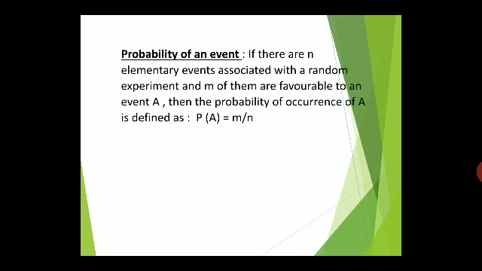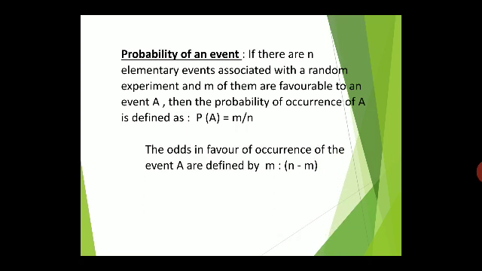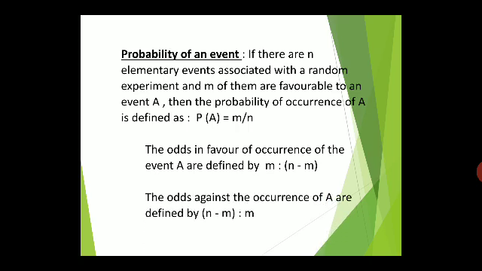Now we'll describe probability of an event. If there are n elementary events associated with a random experiment and m of them are favorable to an event A, then the probability of occurrence of A is defined as P(A) = m by n. The odds in favor of occurrence of the event A are defined by m is to n minus m. The odds against the occurrence of A are defined by n minus m is to m.